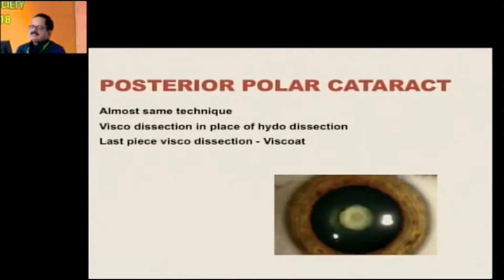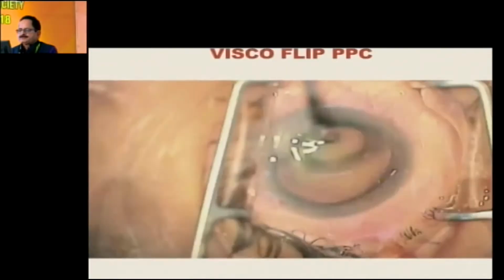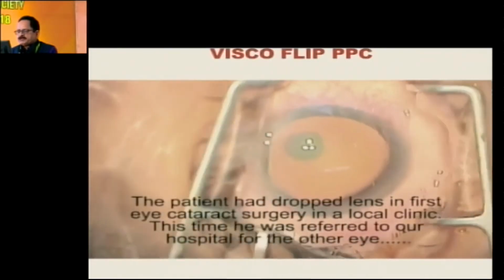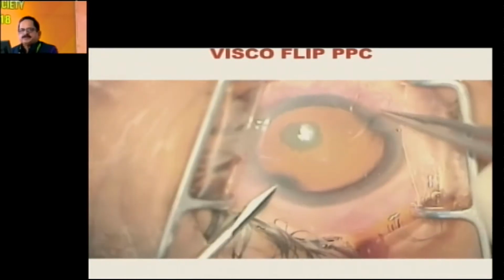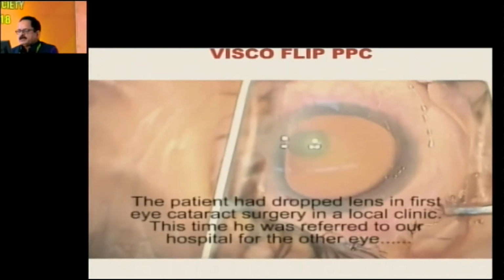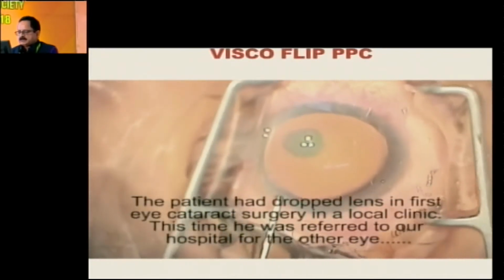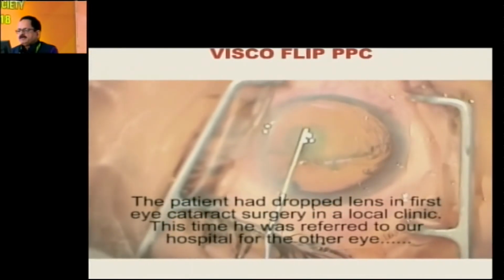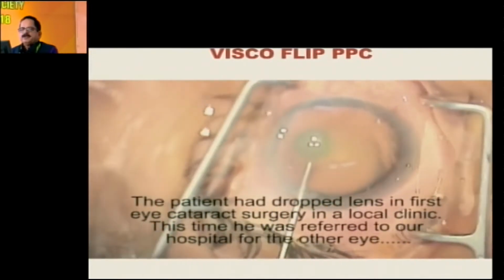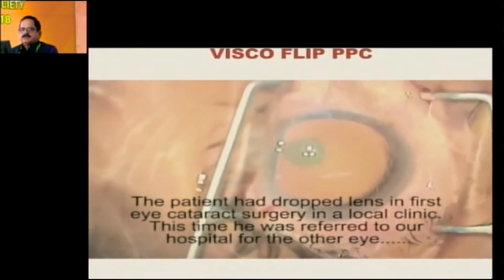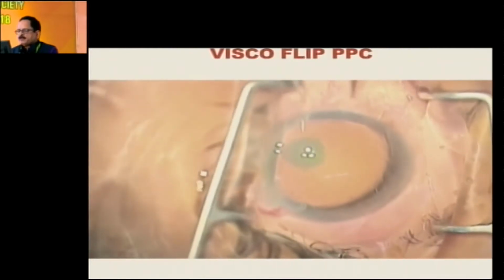So coming to the next step, can we manage posterior polar cataract with this technique? It's almost the same technique. Visco dissection in place of hydro dissection. Last piece visco dissected by viscoat. This is the technique. A patient who was referred to us has a history of dropped nucleus in the first eye and came to us for the second eye. And we already have a posterior polar cataract. We were a little scared that he may have the same problem. So we tried to manage the case.